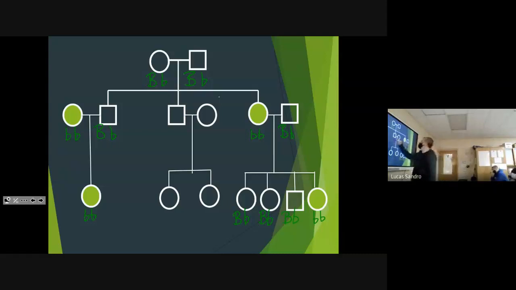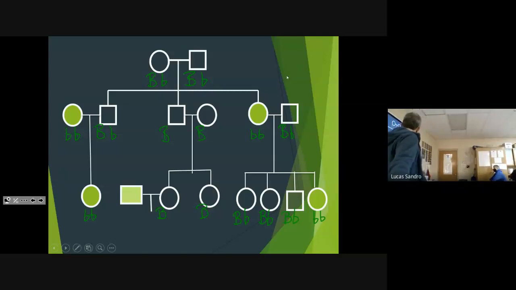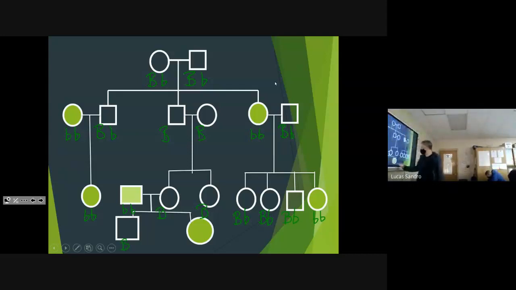Now we know these people each have a large B. Is it possible that either of these are carriers? Do we have any way of telling? Not really, except that I married one of them. That one. So that's me. And I have blue eyes. And we have two lovely children, Isaac, who has brown eyes, and Nora, who has blue eyes.